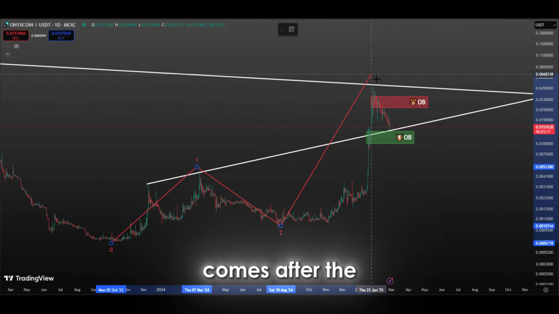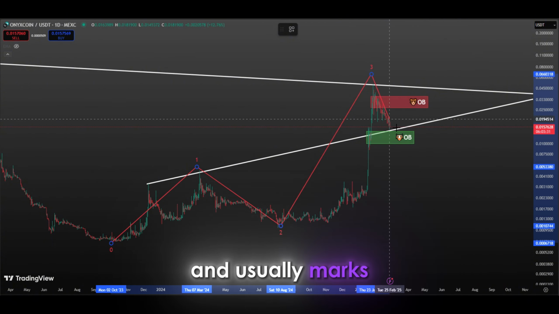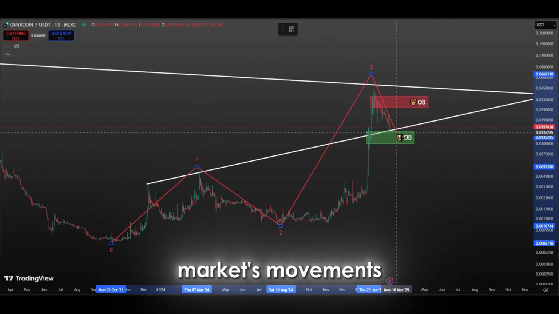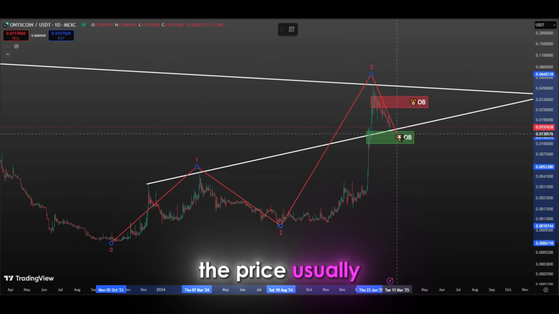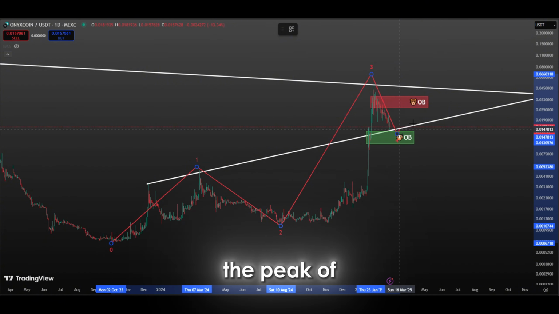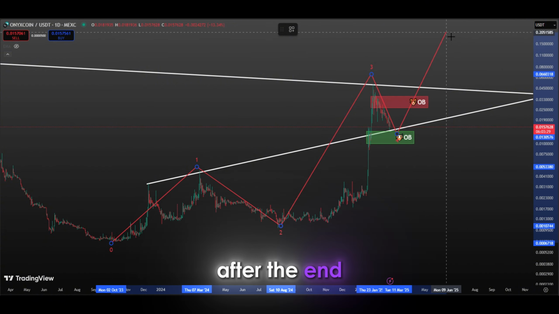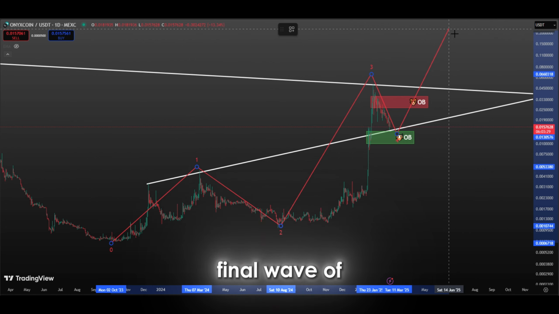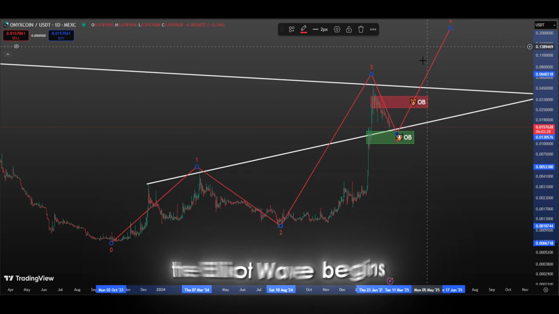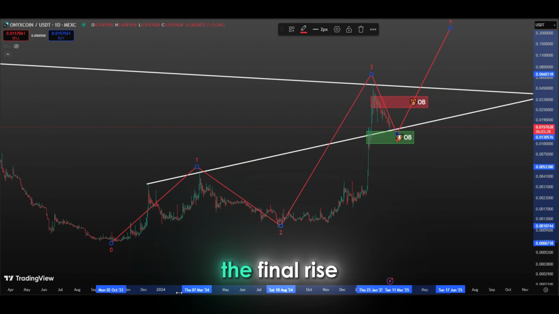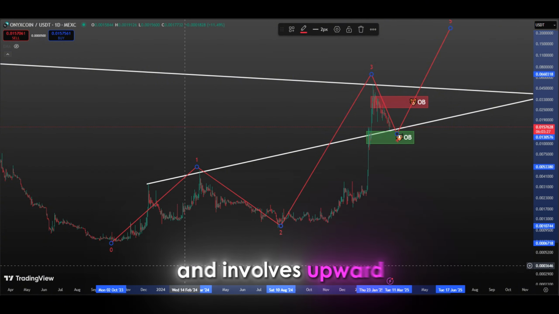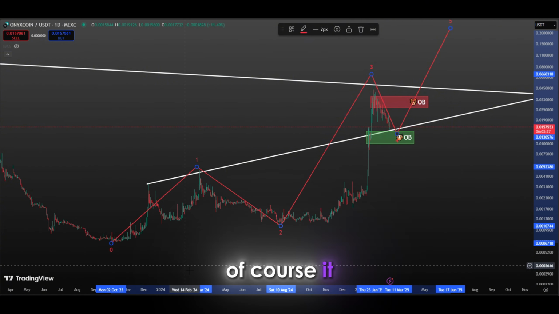The fourth wave comes after the previous three waves and usually marks a kind of pause in the market's movements. During this period, the price usually experiences a pullback or correction, but remains near the peak of wave 1. After the end of the fourth wave, the fifth and final wave of the Elliott wave begins. The fifth wave is generally considered to be the final rise of the market and involves upward movement with greater momentum. Of course, it will not go to the fifth top all at once, but slowly.